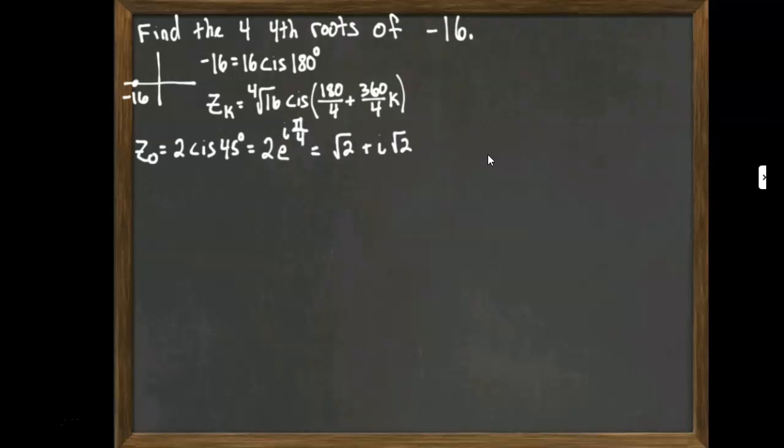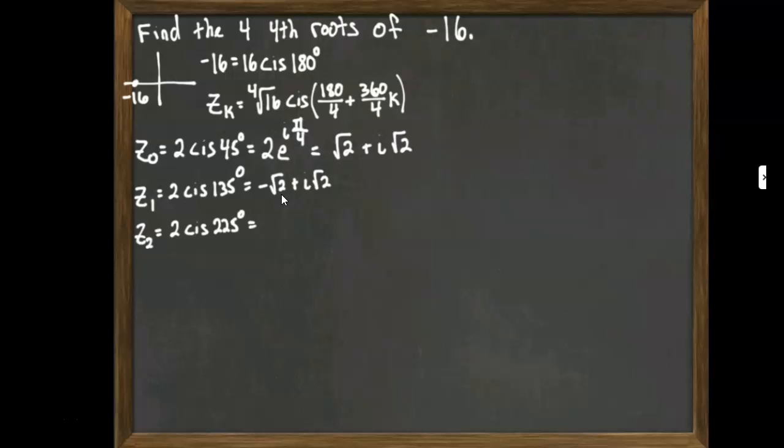Then we just continue this process, computing Z1. 2 CIS 135, right? Because 360 divided by 4 is 90. The fourth roots are all going to be equally spaced by 90 degrees. The first one was 45, so the next one will be 90 degrees more. Cosine of 135 is negative square root of 2 over 2, so we get negative square root of 2. Sine of 135, with a reference angle of 45, is square root of 2 over 2 in the second quadrant, so we get i square root of 2.